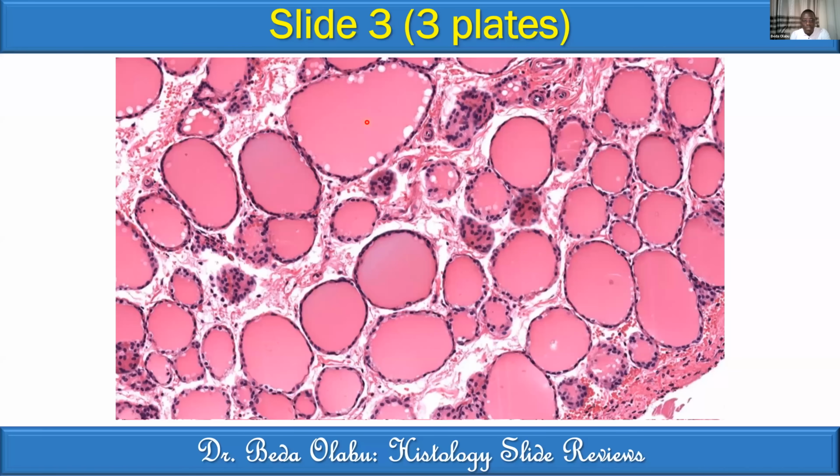These are parafollicular cells. You should be able to pick a parafollicular cell if you're given this slide on a microscope in a Viva exam. You should be able to pick and say, it is this one. So these are parafollicular cells. These are follicular cells. So remember from the lecture, follicular cells produce calcitonin, parafollicular cells produce T3 and T4.